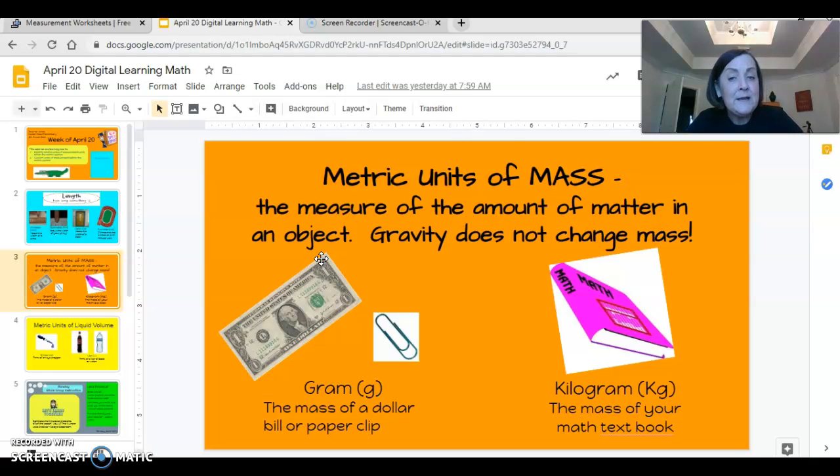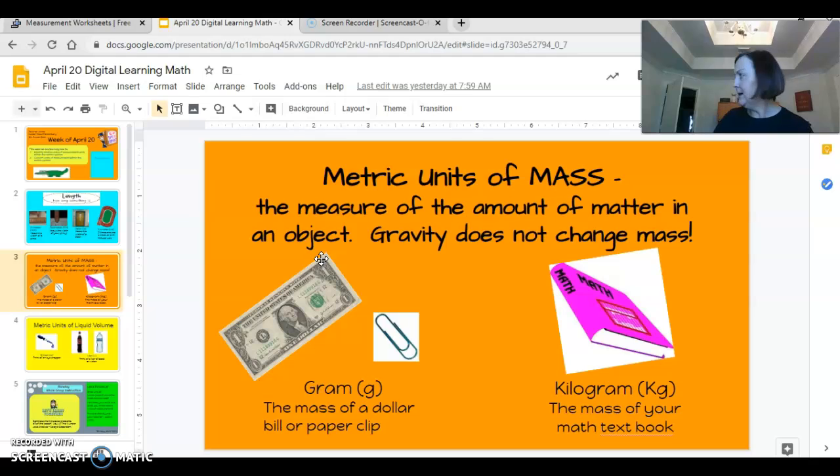Now a gram, the mass, think of the mass of a dollar bill. If you had a dollar bill in your hand, think about what that feels like. Or if you had a, I got one right here, a paper clip. Think about that. That would be about a gram. Very, very light. And then a kilogram is the only other unit that we use to measure mass.